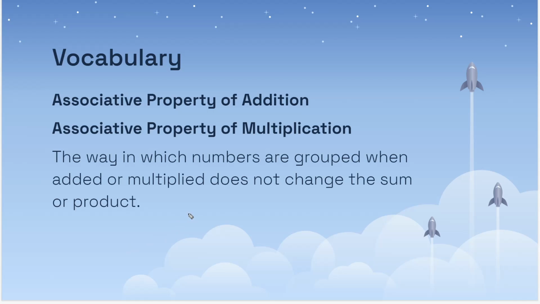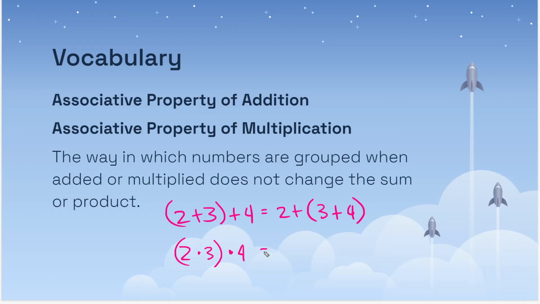And just to give you an example, 2 plus 3 in parentheses plus 4. This is the same thing as 2 plus, and then in parentheses 3 plus 4. So the way that the numbers are grouped can be changed, and it does not change the sum. And the same thing works with multiplication. 2 times 3 times 4 equals 2 times 3 times 4.